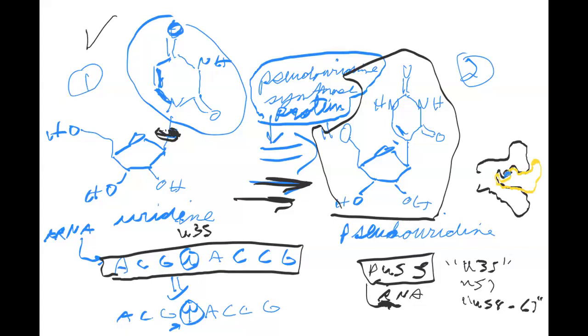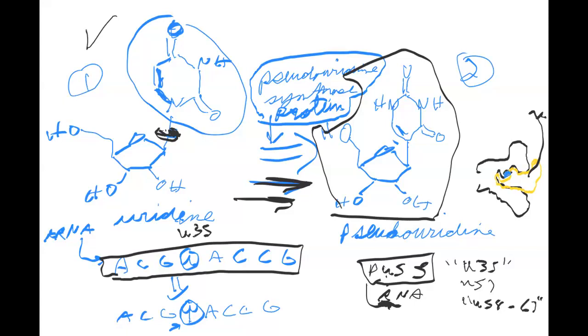And then this right here would break off. And then now you have the pseudouridine. So these PUS enzymes will focus on certain topology within certain sequences or certain topology on the RNA. And there are different families.